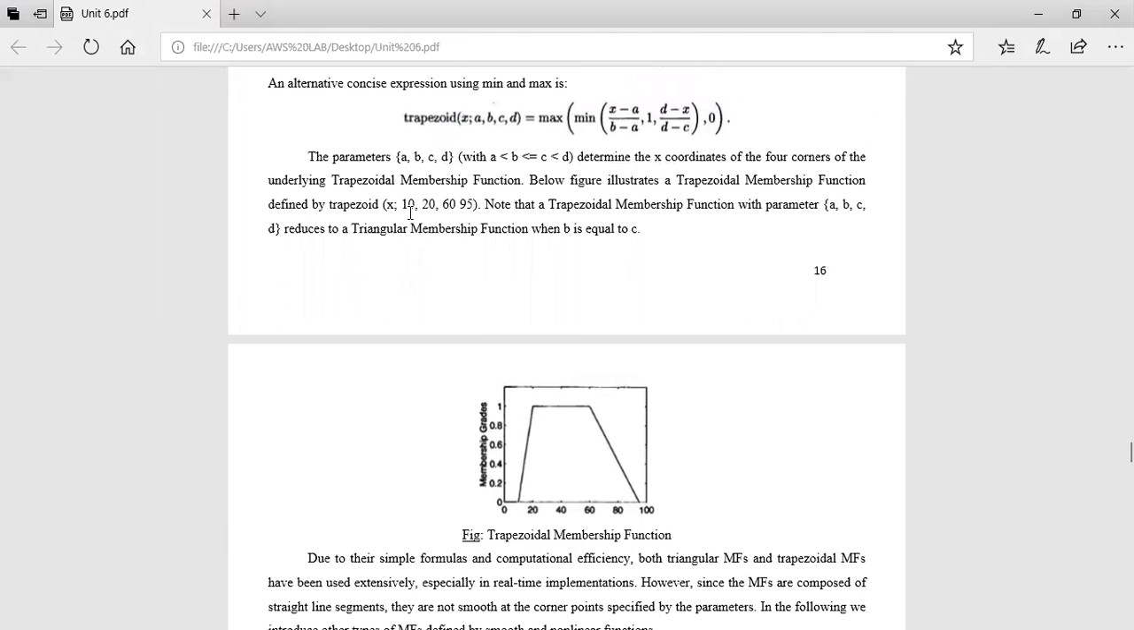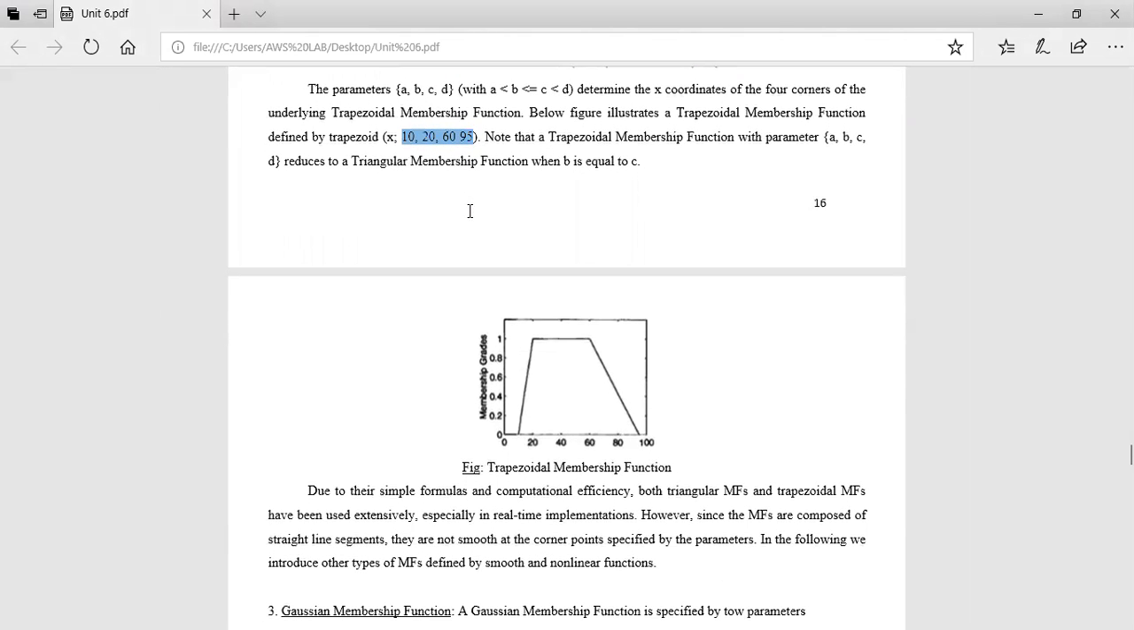So the values we have considered here are 10, 20, 60, and 95. So based on our values, now we are going to draw a graph like this. So first 10, so between 0 and 20 there will be the value 10, right? So when it is going to the upper part, see, here 20 will be. So how will this 20 be? This will be here, 20 will be along this line, right? Again 60, and see here 60 will be here.